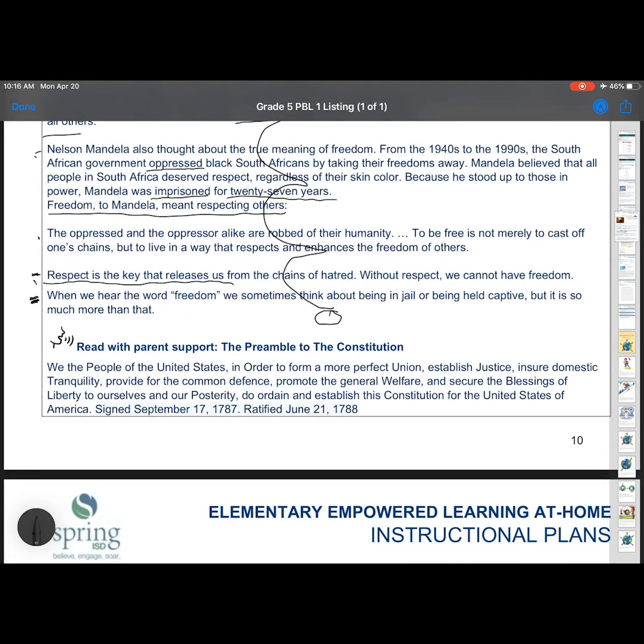Let me see what it says over here. It says, read with parent support the preamble to the Constitution. Okay, remember that the Constitution is a document that was created around the time that the country was established, the United States of America. The Constitution basically is the law of the land. It basically says that everyone on this land is created equal and we all have freedom. And the preamble is what's on that document before all of your rights are listed.